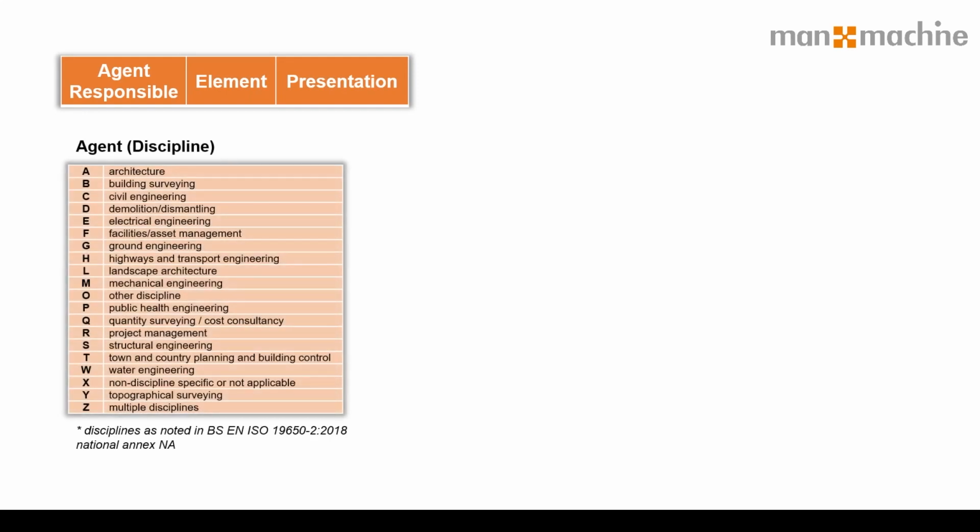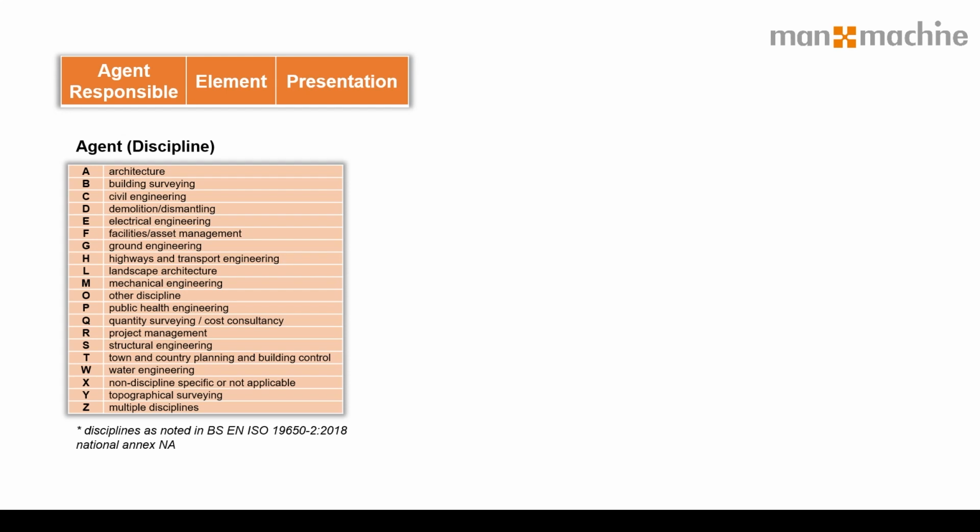If we look at the agent responsible, think of this as the discipline that's setting this out. There isn't anything set out in this standard, so I would recommend looking at the disciplines noted in 19650 Part 2 National Annex. You can utilise that list or extend it as far as you need to. These will be the specifics, maybe it's an architect or an engineer.